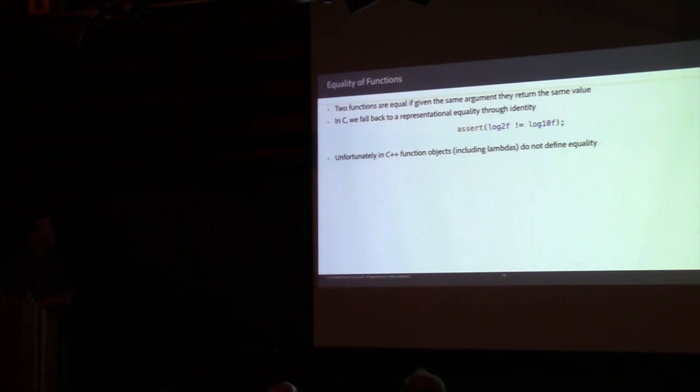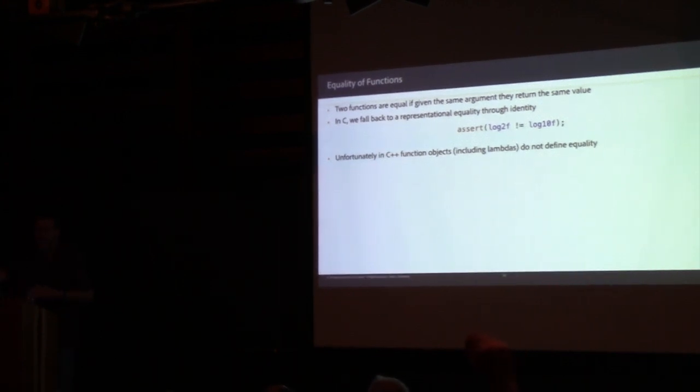Unfortunately, C++ function objects, including lambdas, do not define equality. std::function does not define equality. So this means that if I start using polymorphic types like an any type and I want to put my functions into that, then my any can't define equality. So this is just a headache.